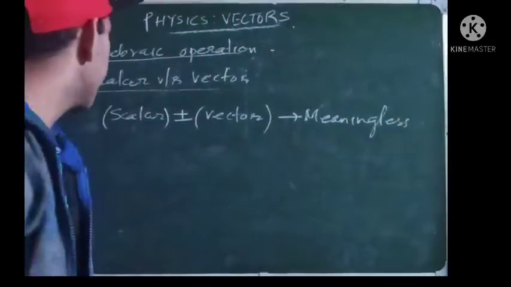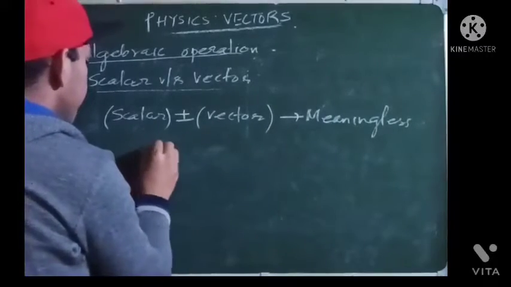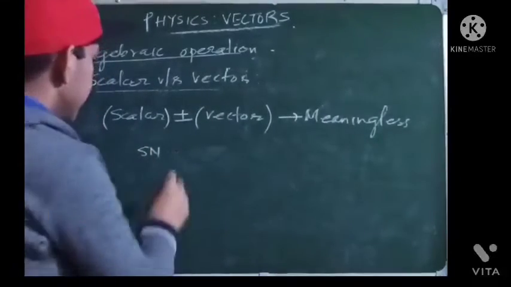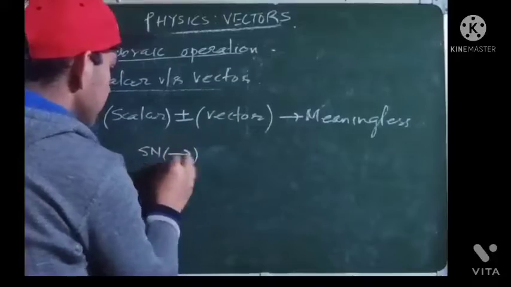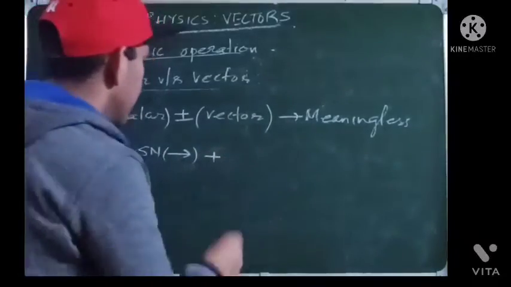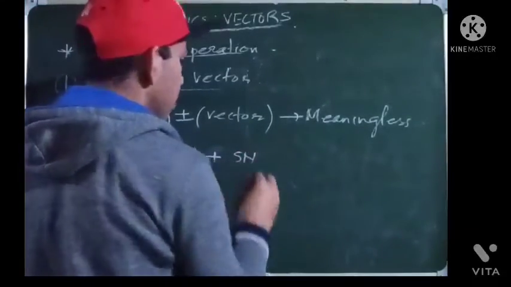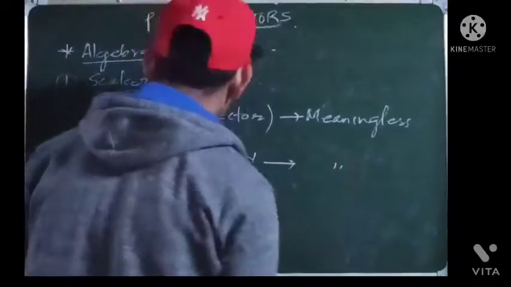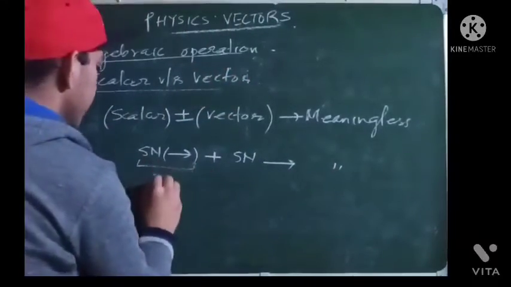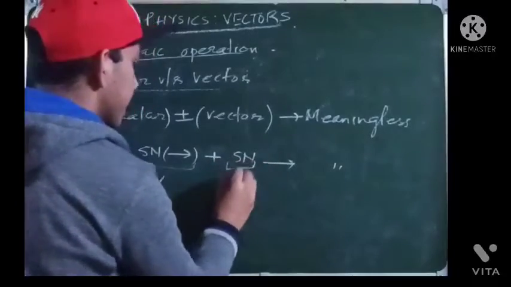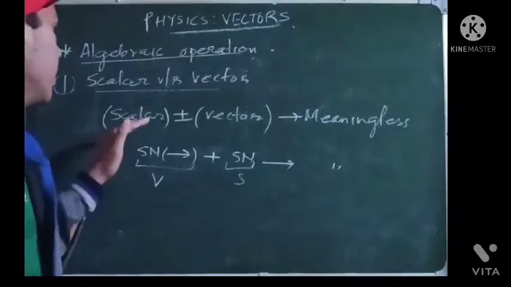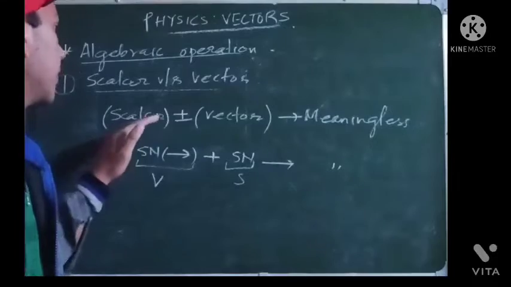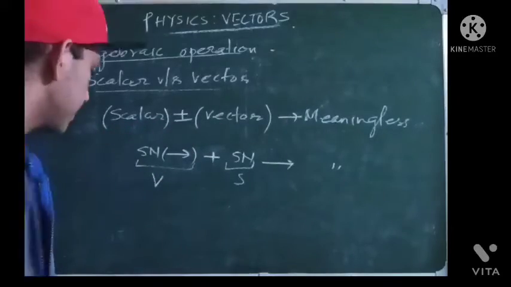For example, we can take 5 Newton force acting in this direction plus 5 Newton with no direction. This is meaningless because this is a vector quantity and this is a scalar quantity. That means when we add or subtract a scalar from a vector, it is meaningless.